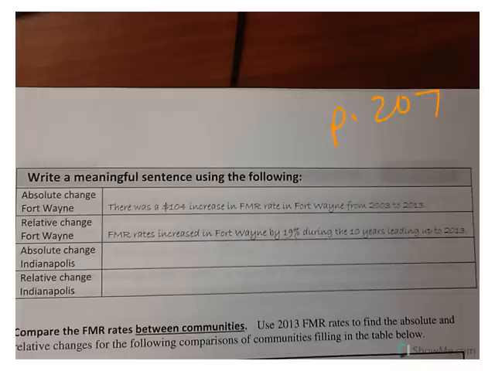I'm now on slide 12, page 107 at the top, meaningful sentence. So when we look at Fort Wayne, they have them there. There was a $104 increase. FMR stands for Fair Market Rental Rates in Fort Wayne from 2003 to 13.